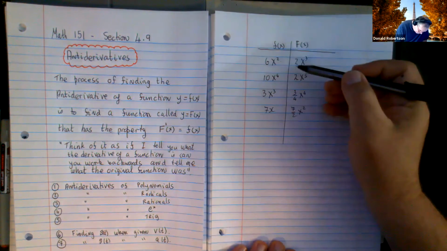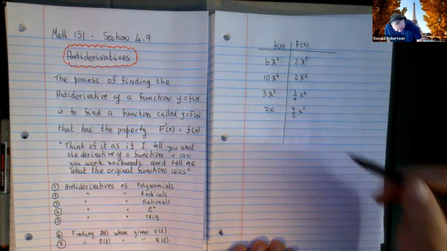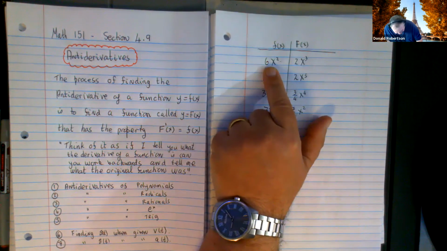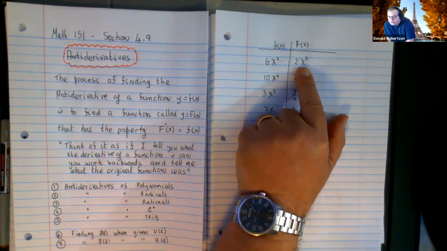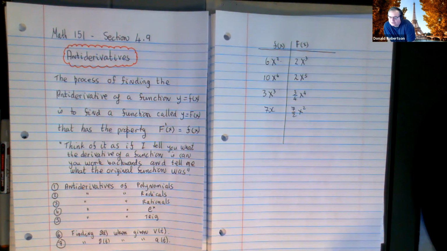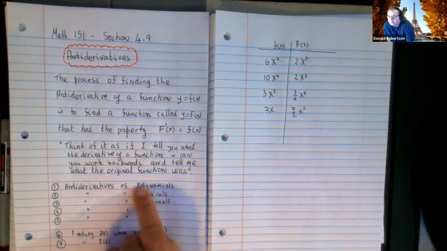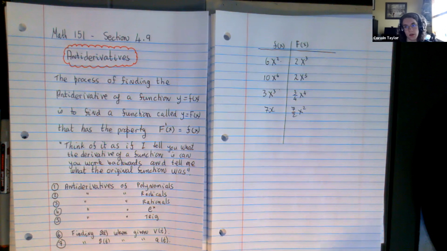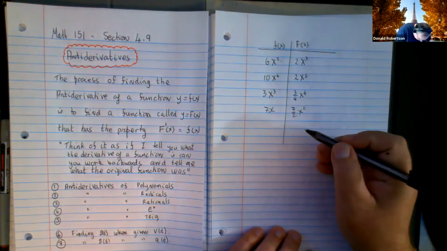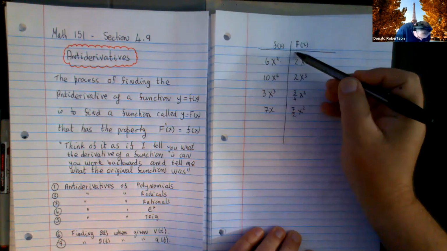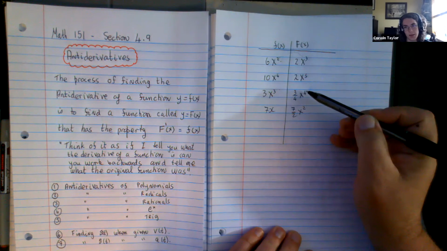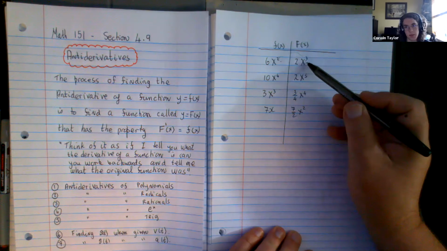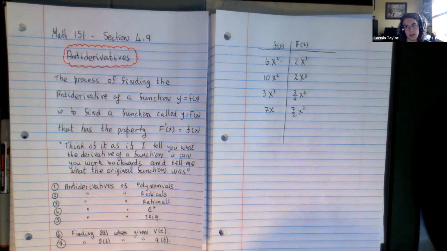Can anybody see a pattern of how you can take the question and find its antiderivative? Do you see any pattern in those answers? Because that's what we're going to use to do our first set of antiderivatives, polynomials. You increase the exponent by 1, and then you divide by the number that x is being multiplied by.